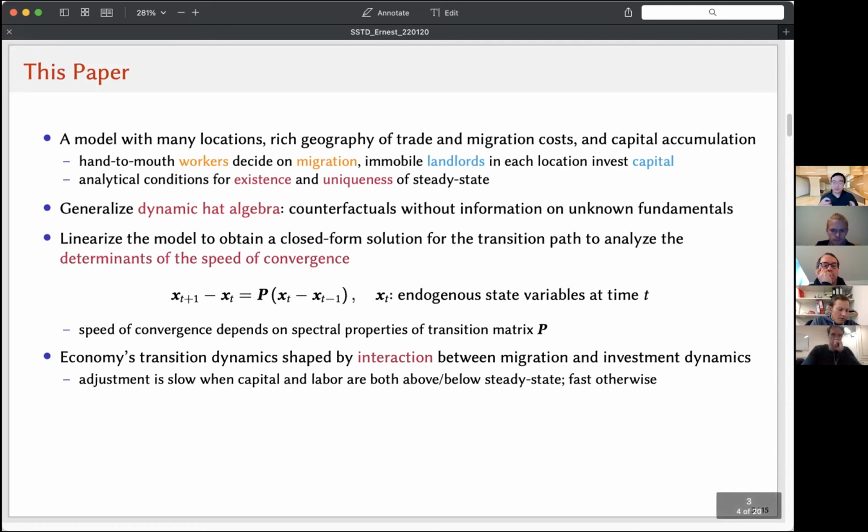To go a bit deeper into the analysis, we linearize the model to have a closed form solution for the entire transition path that characterizes the spatial distribution of activities.